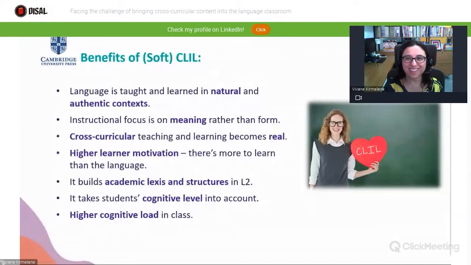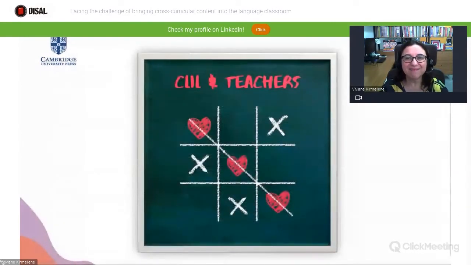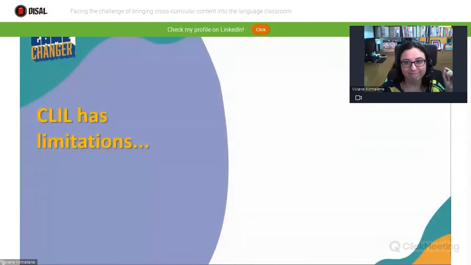So this is our teacher who fell in love with CLIL. Now, this love relationship, is it a marriage in heaven? Is it forever? Is it for everyone, every school, every teaching context? Even mainly when you talk about hard CLIL, not really. Okay, because CLIL has limitations, and this is a moment I'm going to break your heart in a way, right?